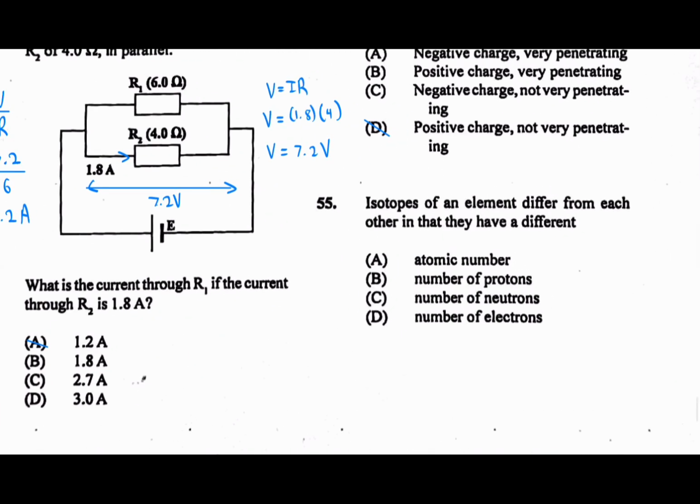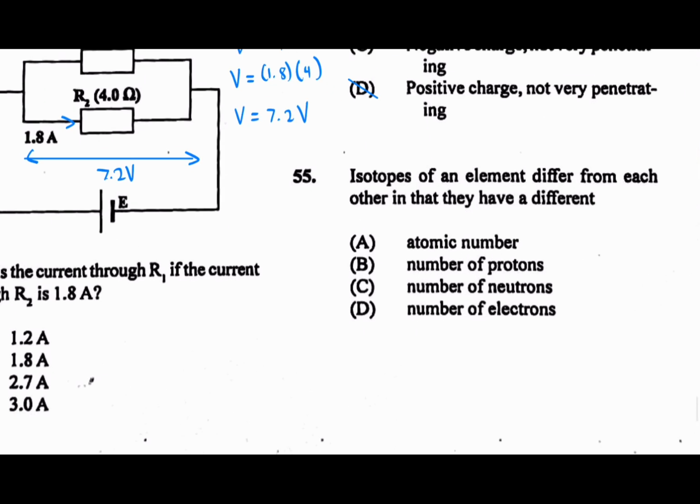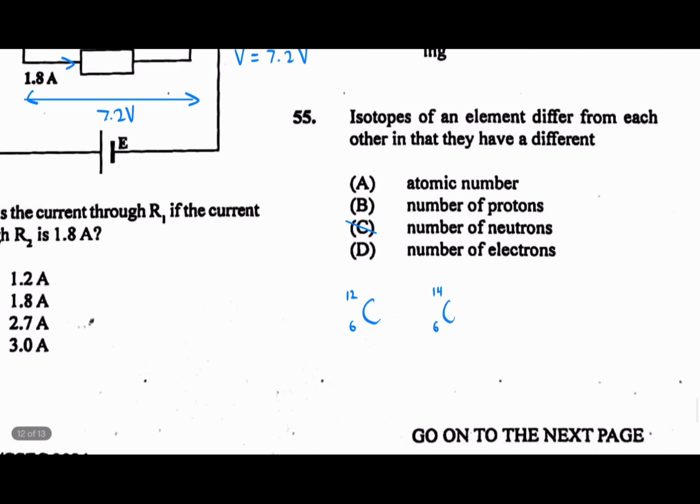55. Isotopes of an element differ from each other in that they have different numbers of neutrons. That's the only difference between them. I could give you an example, right? Let's just say we have carbon 12 here and we have carbon 14. Both of them would have 6 as a number of protons, but the only difference would be the number of neutrons. So just to give a quick recap, the number on top is actually the mass number.